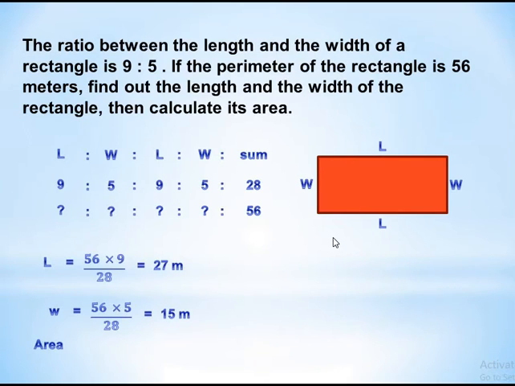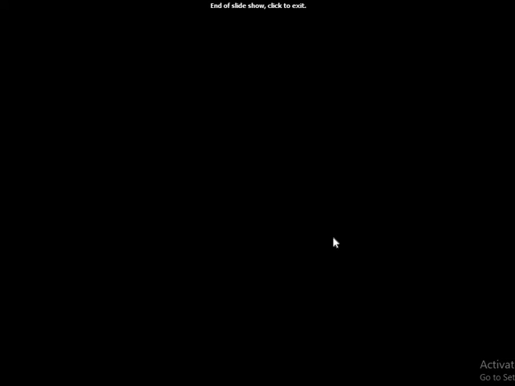So the length equals 27 and the width equals 15 meters. So the area equals length by width, equals 27 by 15. It will be 405 square meters.